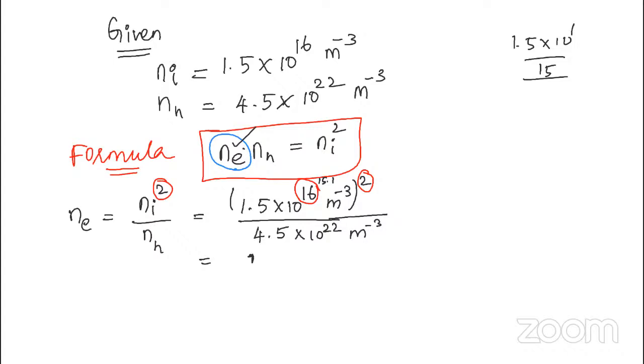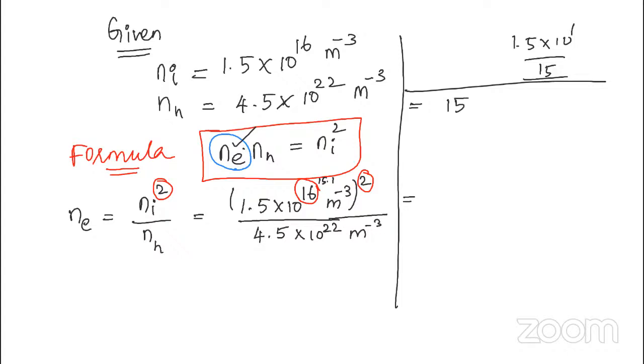So the next step is 15 into 10 power 15. Here we multiply the 1.5 with that 10 power 1. Then divide by the whole square. For the denominator it is 45 into 10 power of 21.